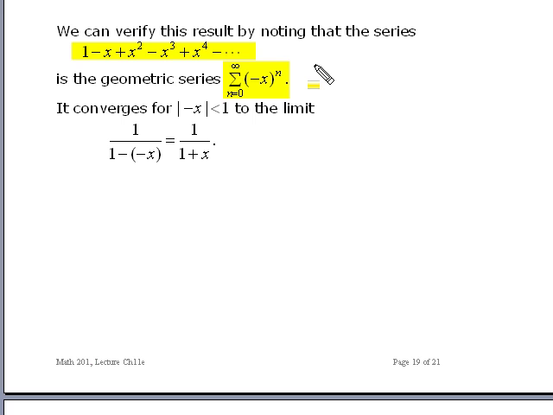Now what do we know about this? A geometric series, this one will converge for the absolute value of minus x strictly less than 1. Well, that agrees with the radius of convergence that we were working with previously. And what does it converge to? It converges to 1 over 1 minus the term in the parentheses. So it's 1 minus negative x, which is 1 over 1 plus x, which is what we got on the left-hand side of the equation previously.